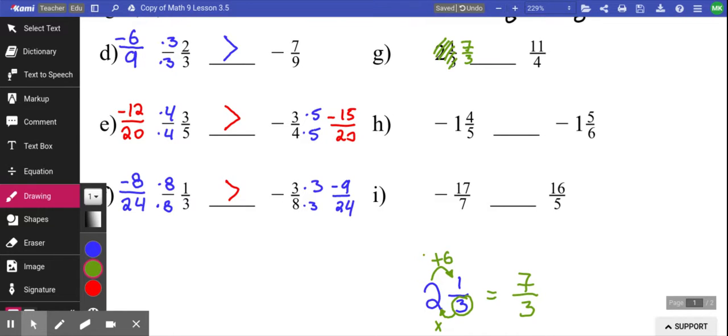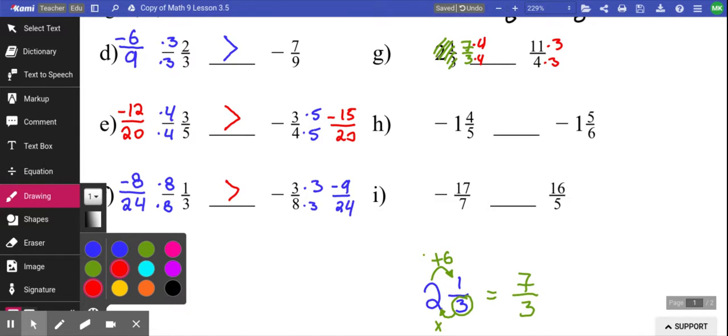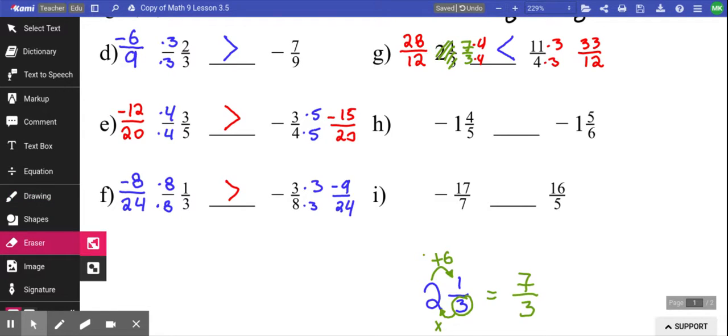And now I can compare the two fractions just like I did before. Get a common denominator, figure out which one's bigger. The common denominator in this case would be multiplied by 4, multiplied by 3. That gives me 28 over 12, and over here it gives me 33 over 12. 33 is bigger than 28. That means 11 over 4 was bigger than 2 1/3.